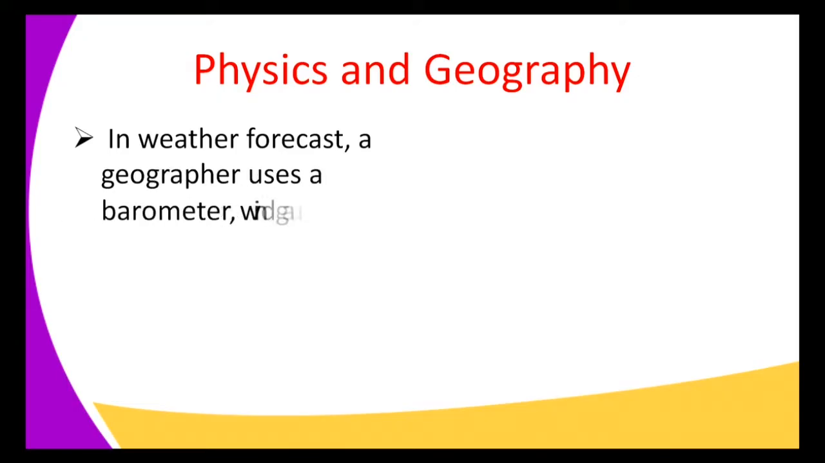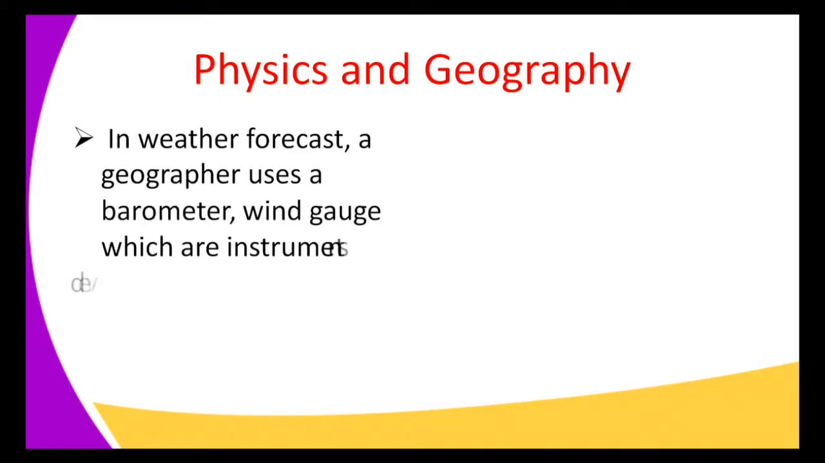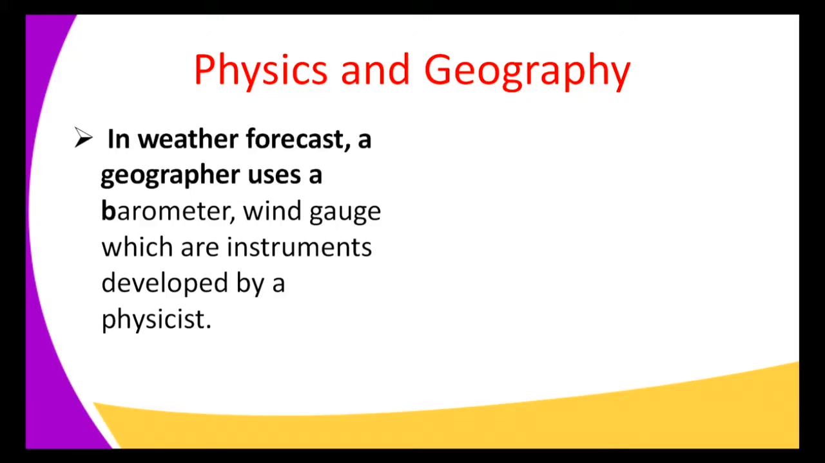Now, we want to relate the two in terms of the instruments used in the weather station for weather forecasting and how these instruments are developed. In weather forecasting, a geographer uses a barometer and wind gauge, which are instruments developed by a physicist. So all these apparatus are developed by a physicist, and how they work can be explained by the laws and principles of physics. So you see here, geography is closely related to physics in that it borrows and makes use of the apparatus developed by physics in its own operation.